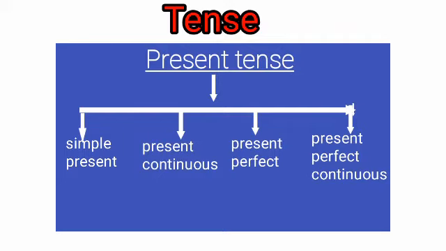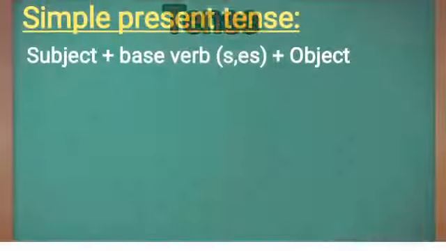Before we start, just observe the diagram of present tense. The diagram shows the four subtenses of present, which are simple present, present continuous, present perfect, and present perfect continuous. And out of four, we are first going to start with simple present tense.